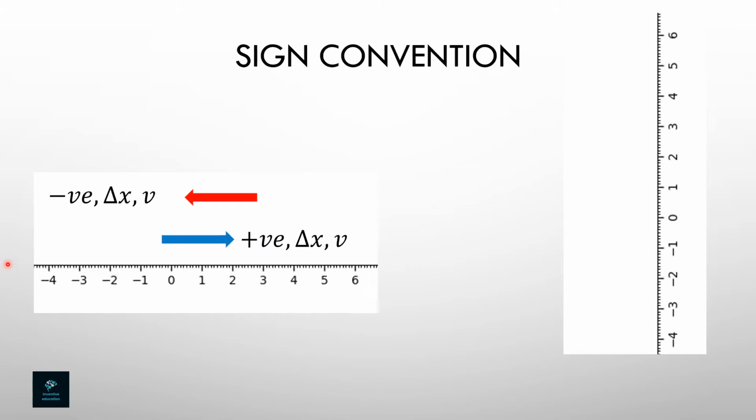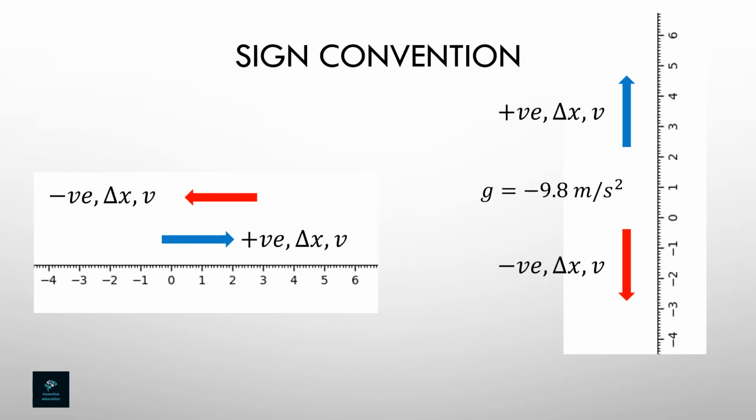When the object is moving in the vertical direction, we use the following sign conventions. Upward motion is taken as positive and downward motion is taken as negative. Therefore, when the object is moving upward, the displacement is positive and the velocity is positive, and when the object is moving downward, the displacement is negative and the velocity is also negative. If only gravity is acting on the body, the acceleration is always negative, that is g equals minus 9.8 meters per second squared. This is also called free fall acceleration.